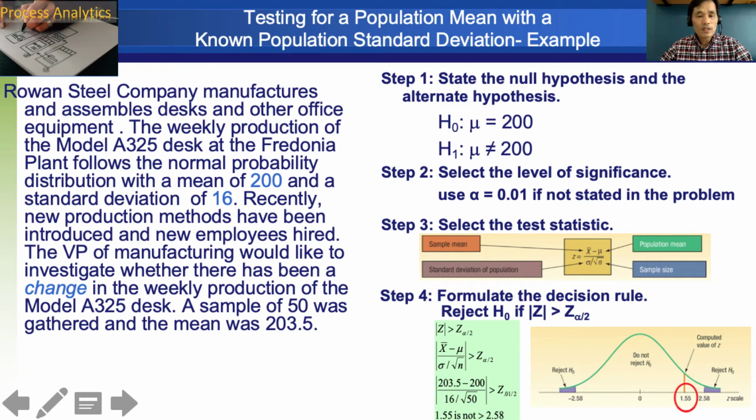Then the fourth step is to formulate the decision rule. And we say reject the null hypothesis if the absolute value of z is greater than z alpha over 2, right? So z alpha over 2 is given, or we can find it from the z table, and the absolute value of z implies that this is a two-tailed test. So let us plug the data into the formula.